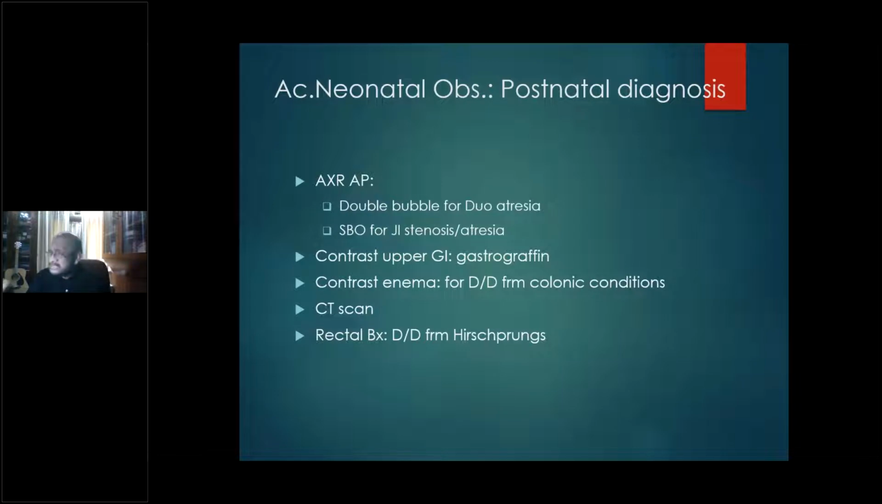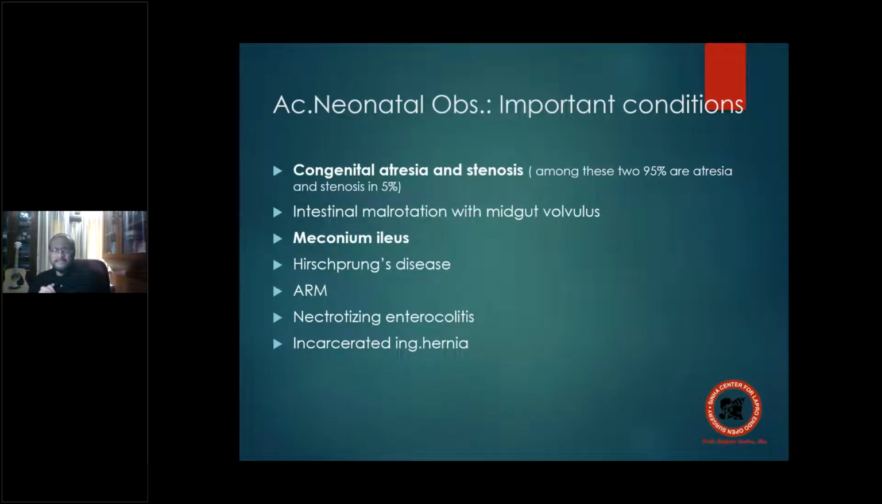Why do you want to do a contrast enema? For the simple reason that you want to differentiate it from a colonic condition. You really have a small bowel or colonic problem, then you have to do a contrast enema. You can do a CT scan, and you can do a rectal biopsy, indicated in those patients where you probably have a Hirschsprung disease or other disorders of transference of neurogenic impulses. Now, when you look at acute neonatal obstruction, this was how you diagnose it prenatally and postnatally, just a short coverage. I'm not going to go into the details, that's beyond your scope.